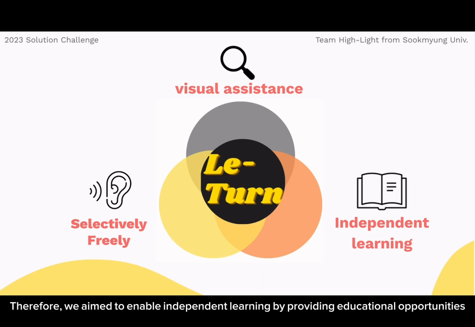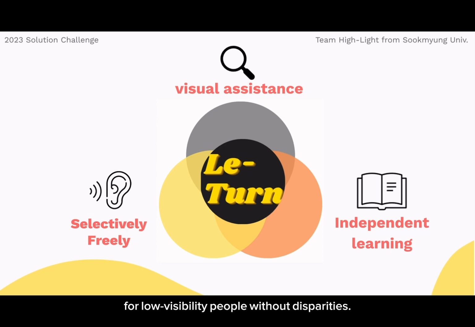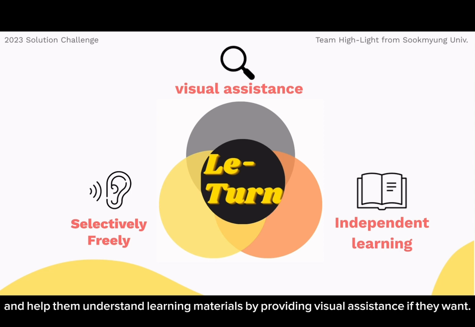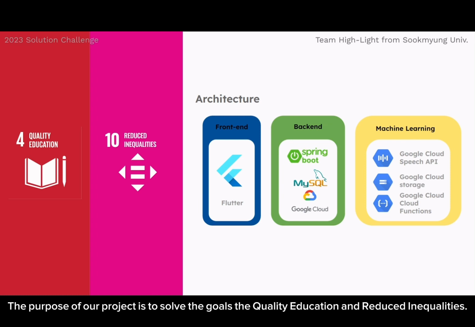Therefore, we aim to enable independent learning by providing educational opportunities for low-vision people without disparities. Low-vision people are not completely blind, so they can selectively and freely listen to text audio rather than just a voiceover function, and we help them understand learning materials by providing visual assistance if they want. The purpose of our project is to solve the goals of quality education and reduced inequalities.